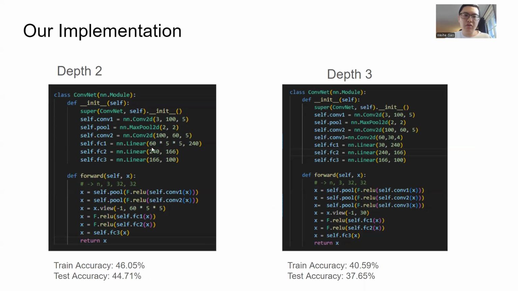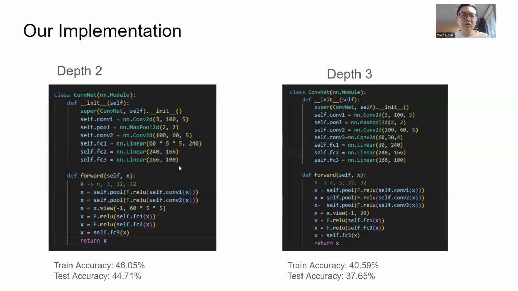This is the input channel, which is RGB, and we want 100 feature maps and apply a 5 by 5 filter. So how do we get the 16 times 5 times 5? The number of output features is 16, and the image size is 32. We apply a 5 by 5 filter: 32 minus 5 plus 1 gives 28. 28 divided by 2 gives us 14, minus 5 plus 1 gives us 10, and we do max pooling again, which gives us 5 by 5.